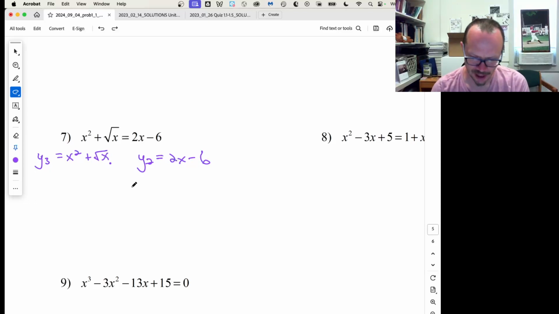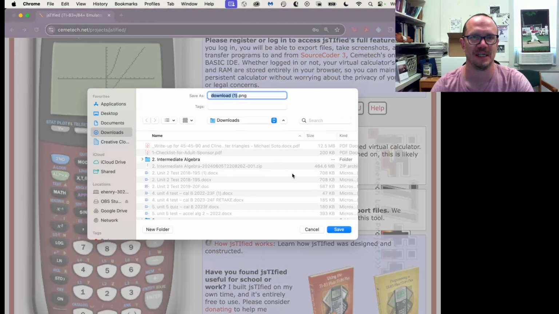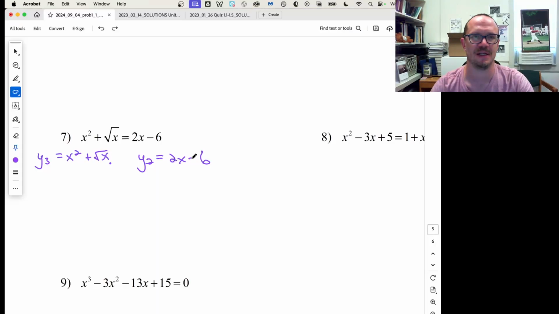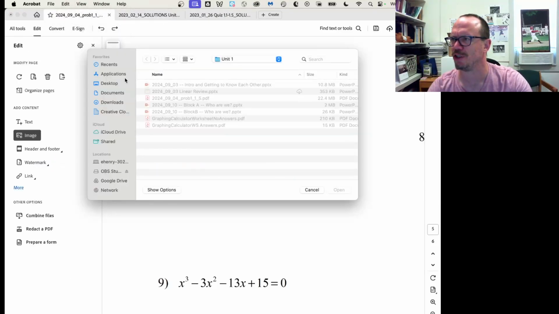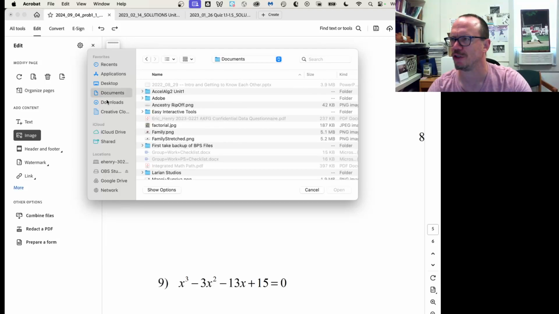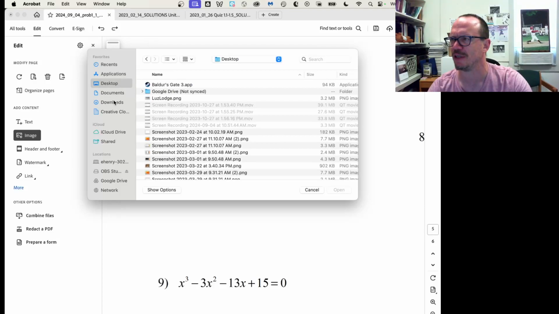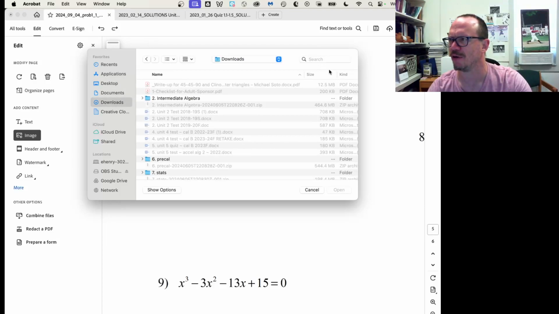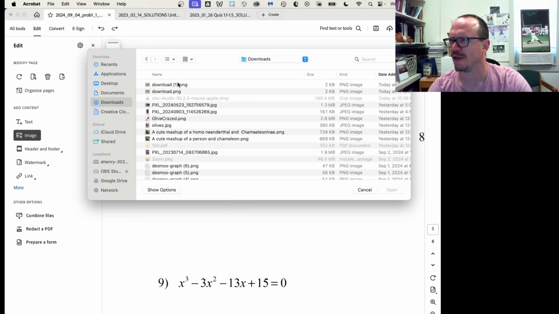So I get this here. Let's see. Save image as there, and then paste that thing in here. Edit, add image. Desktop, where did I save it? I thought it was downloads. There it is.